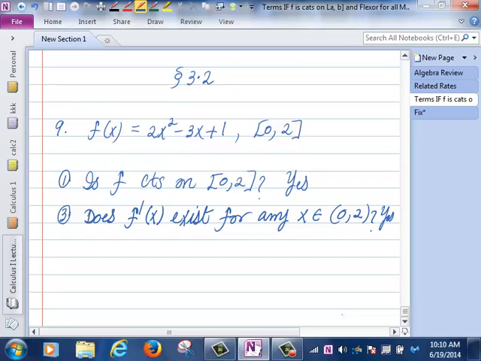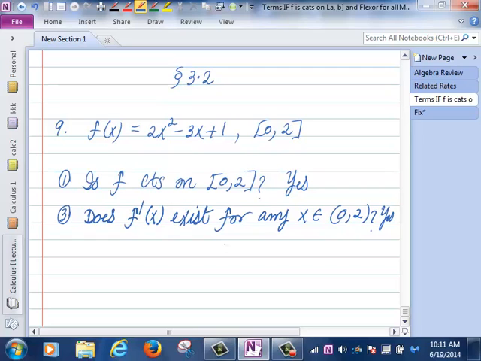So what's the conclusion of the mean value theorem? Think of this function as the position function of a moving object, moving along a straight line. Then over this time interval from 0 to 2, what's the average velocity? The average velocity would be the net displacement over this interval divided by the length of time, right?